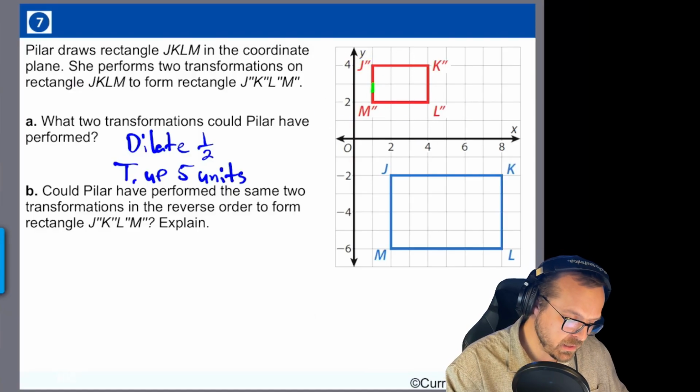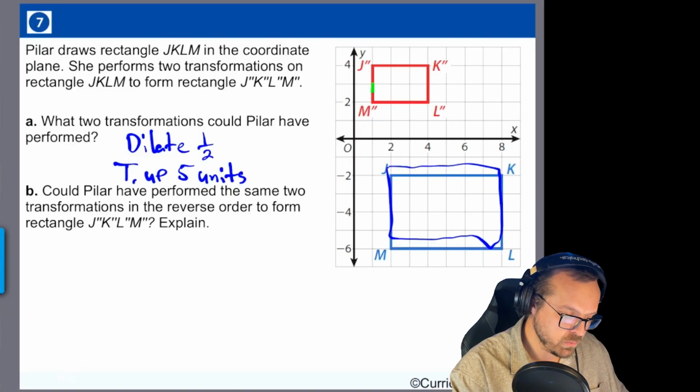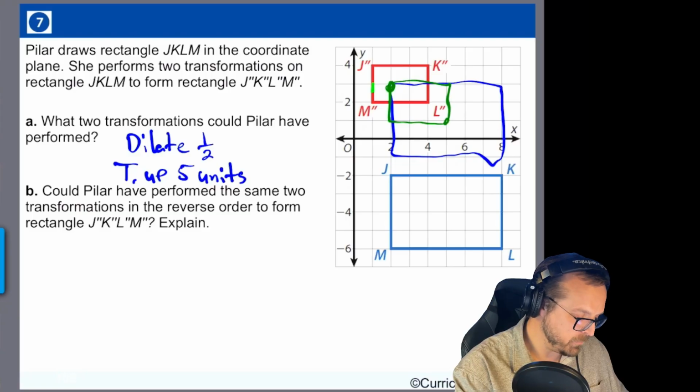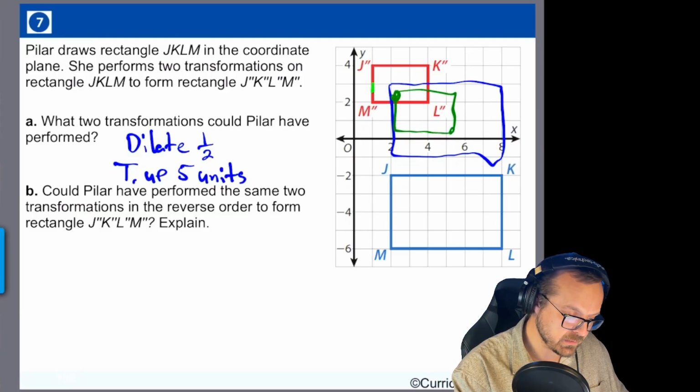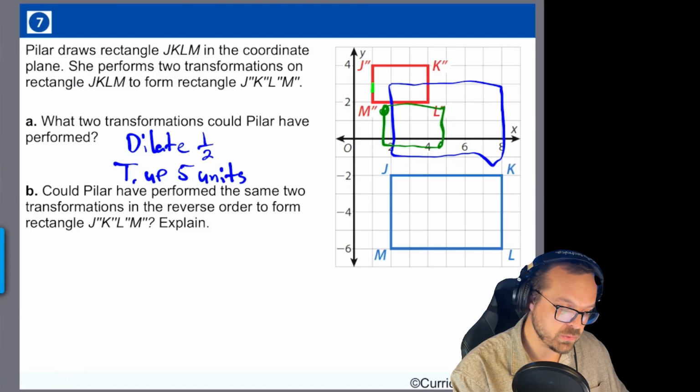If we translated up 5 first, oops, got something in my way there. We went 1, 2, 3, 4, 5, and then we dilated. That's not going to work. Let me show you what that would do, okay? Again, we'd still have that same size box, right? A 2 by 3 box. But when I dilated this, we're not going to go up this way. Remember that when we dilate from the origin, we're actually going to get closer to the origin.